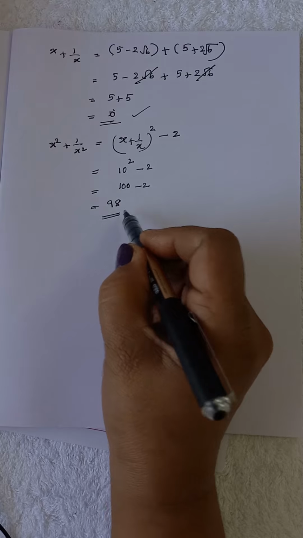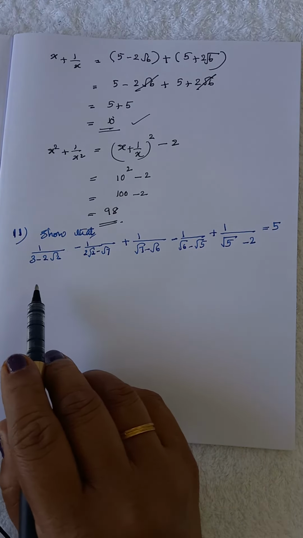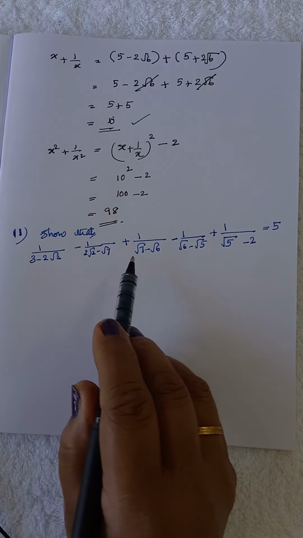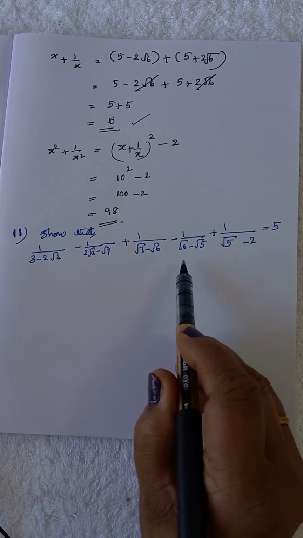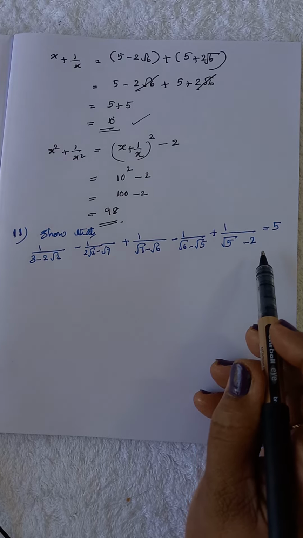That is the answer. And the 11th question is, show that 1 by 3 minus 2 root 2 minus 1 by 2 root 2 minus root 7 plus 1 by root 7 minus root 6 minus 1 by root 6 minus root 5 plus 1 by root 5 minus 2 is equal to 5.